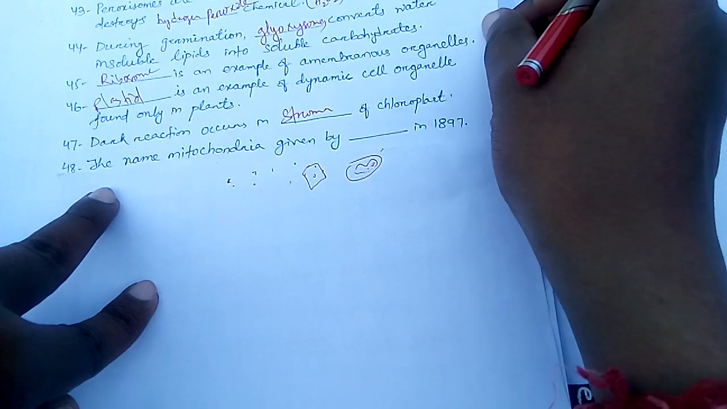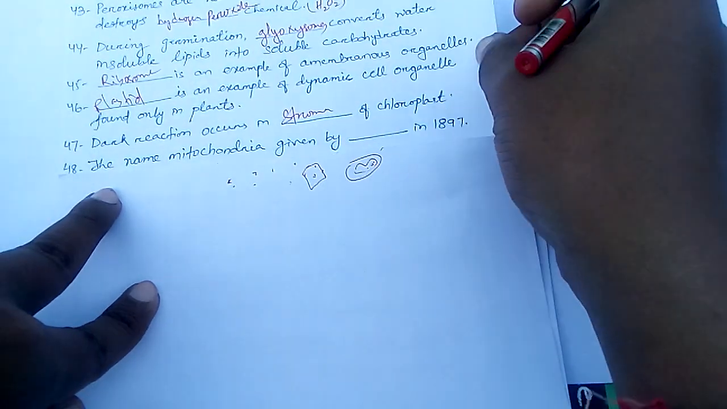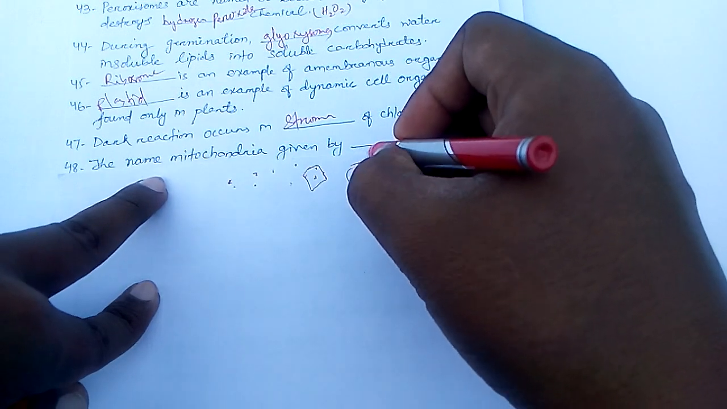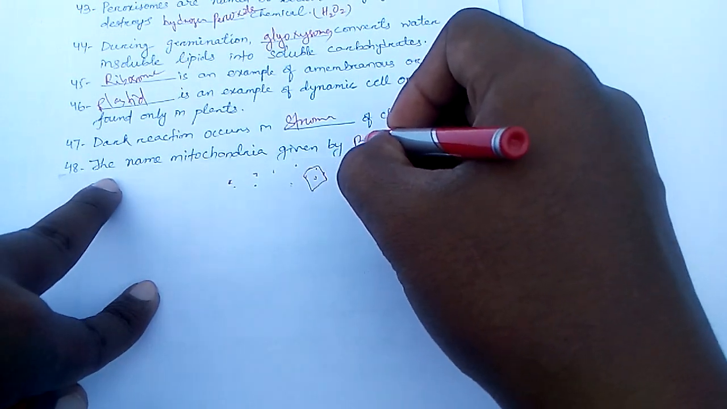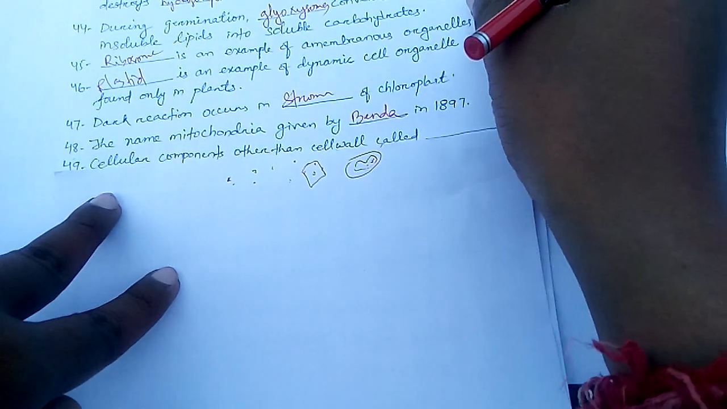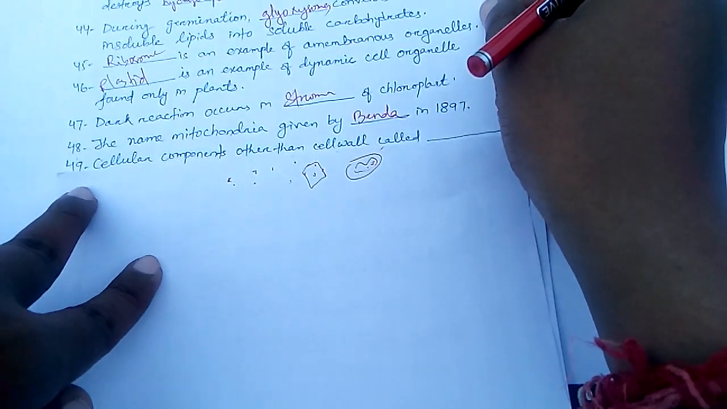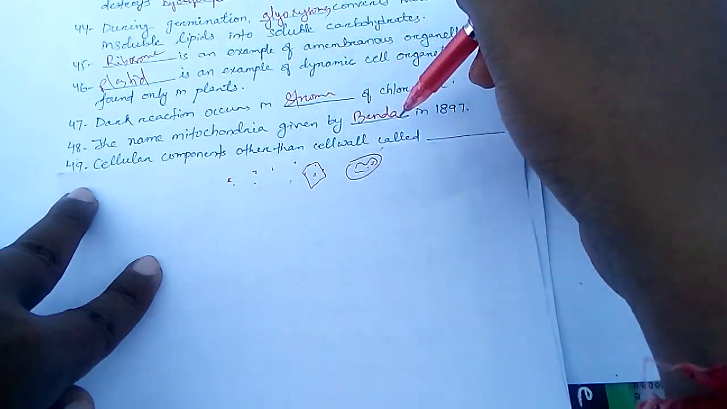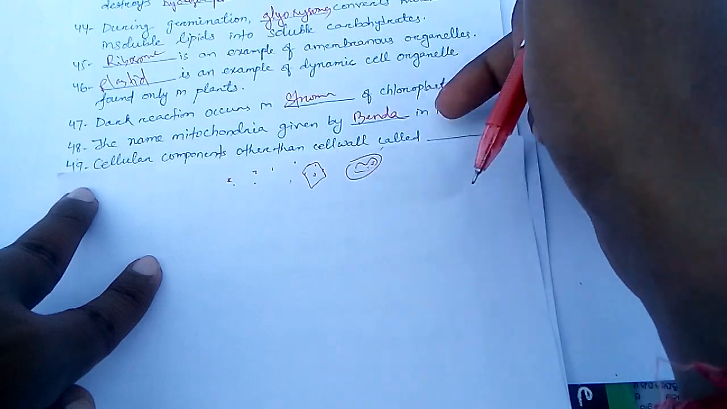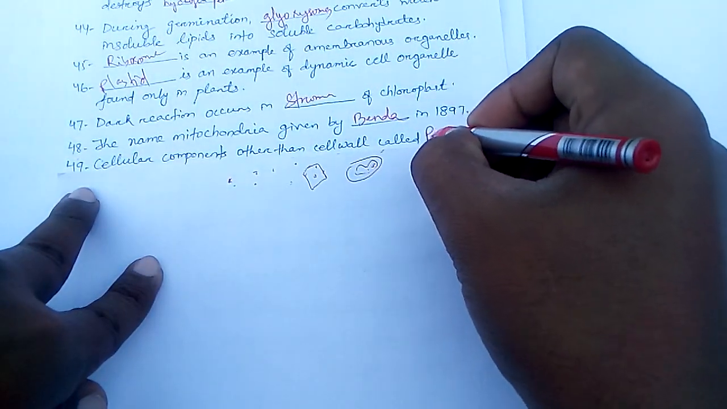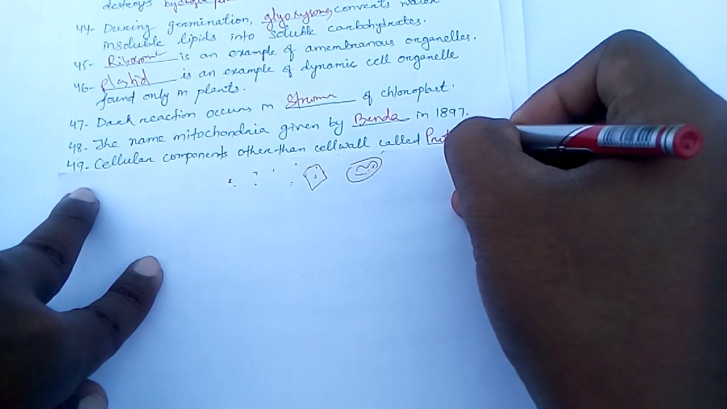Then 48. The name mitochondria was given by dash in 1897. It is also an important name of a scientist. Which scientist named mitochondria? Benda. Benda coined the term mitochondria. Then number 49. Cellular components other than cell wall are called dash. As discussed earlier, the cellular components other than cell wall are known as protoplast.